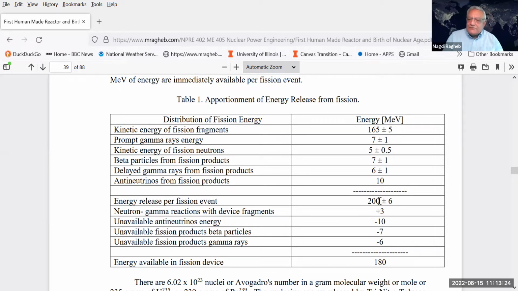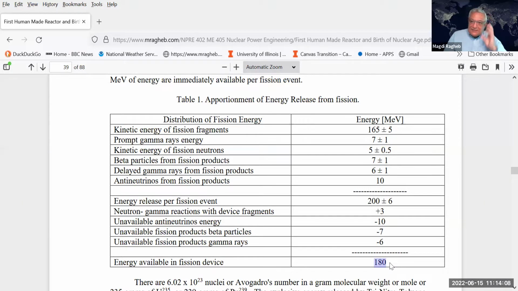So the 200 million electron volts, once we remove the unavailable neutrino energy, ends up as 180 million electron volts of available energy from the fission products, beta particles and gamma rays. In the textbooks, you'll find that they tell you it's 200 million electron volts of energy, but they ignore that 10 divided by 200, or 5%, of that energy is not available to us. So if you want to do a correct calculation for the power you can produce from a nuclear reactor or a nuclear device, it's 180 million electron volts per fission event.